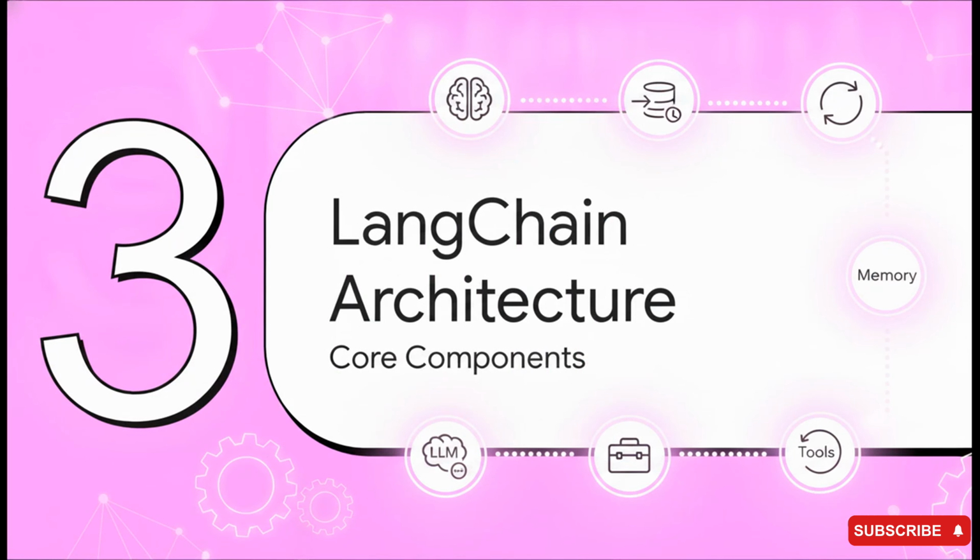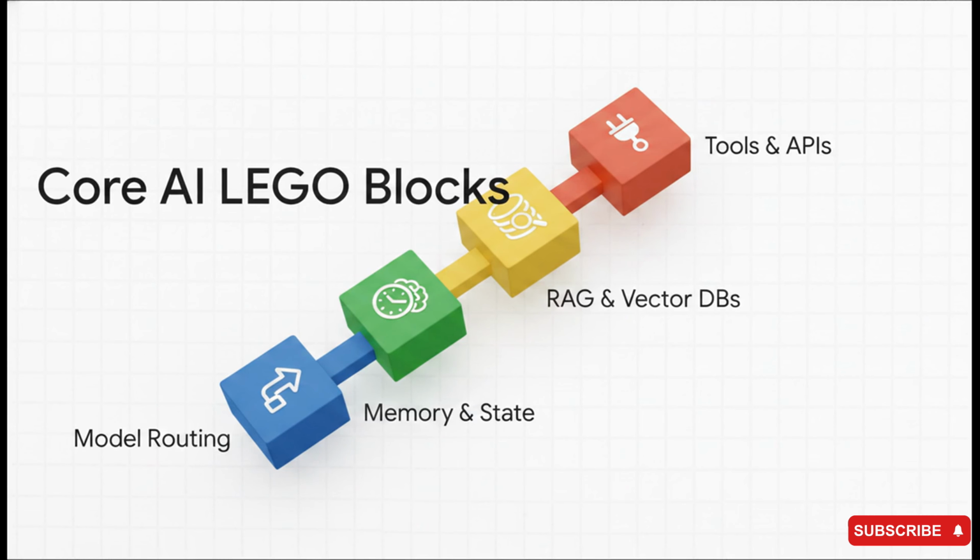Section 3. The LangChain architecture. Okay, let's dive into this. How does LangChain actually bring these dynamic agents to life? Well, it uses 4 fundamental AI Lego blocks. First up, model routing. This directs simple tasks to cheaper, faster LLMs, saving the really expensive models for complex reasoning. Second is memory and state, which manages the conversation history and tracks exactly what step of the workflow the agent is currently on. Third, RAG and vector databases.